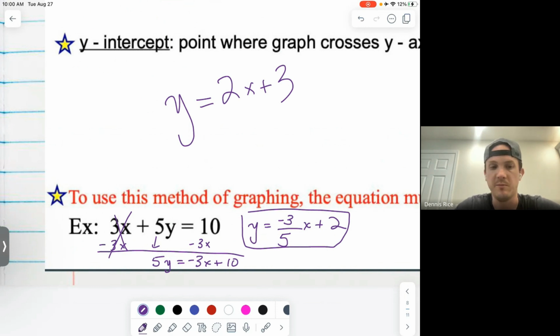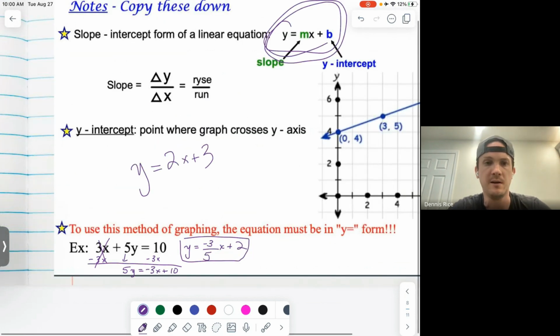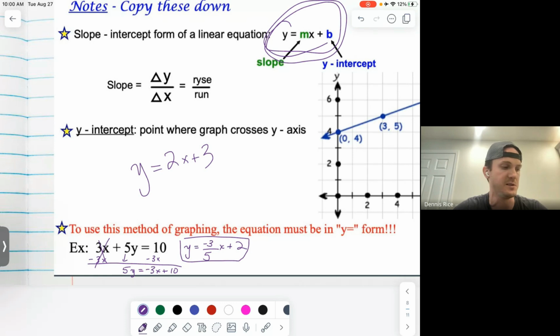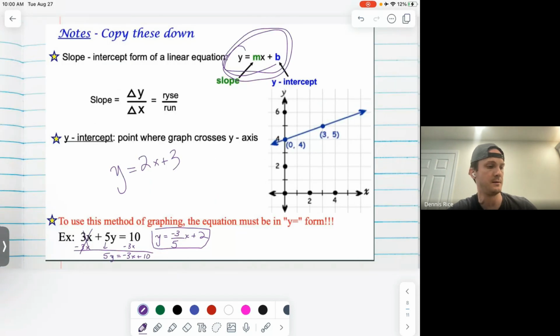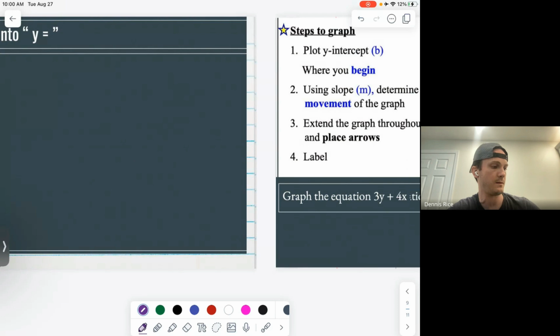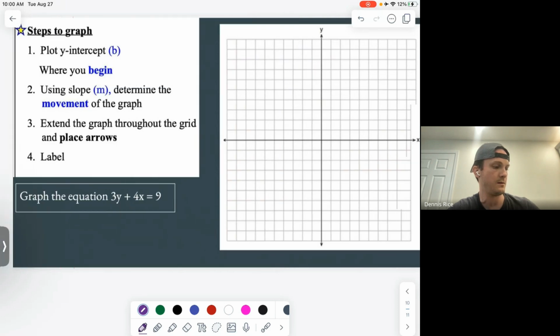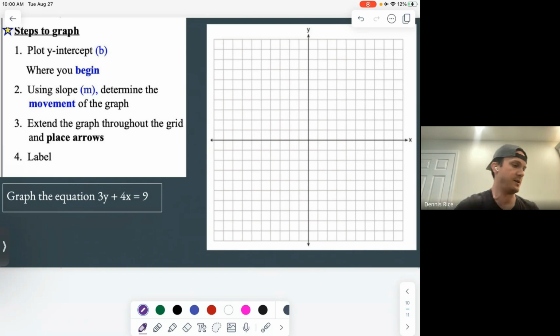What was the purpose of me messing with it? Now it's in y equals form. Now I can use this strategy. Now I could say to myself, hey, the slope is negative 3/5 and the y-intercept is 2, and we would apply the skills that we're going to cover in a few seconds to ultimately graph this. I'm skipping around a little bit. I want to make sure that we get enough graphing practice.